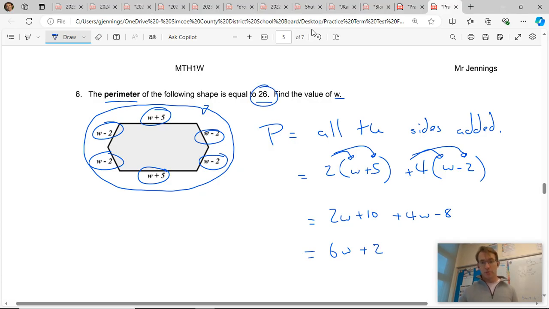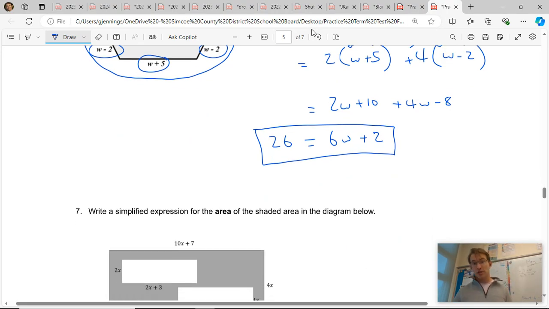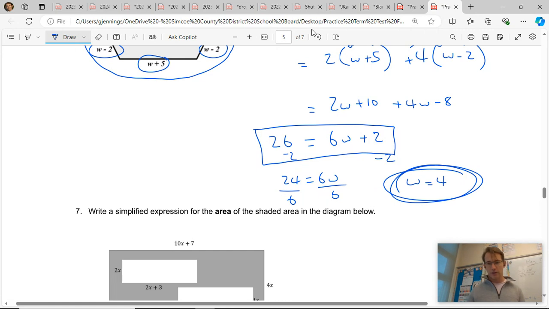And I've been told that the perimeter is 26. So 26 is equal to 6w plus 2. See, I can build an equation. And then by solving this equation, I find the mystery value w. So I'm going to subtract 2 from both sides. 24 is equal to 6w. I divide both sides by 6. Home stretch, everyone. W is equal to 4. Circle it. Final answer.